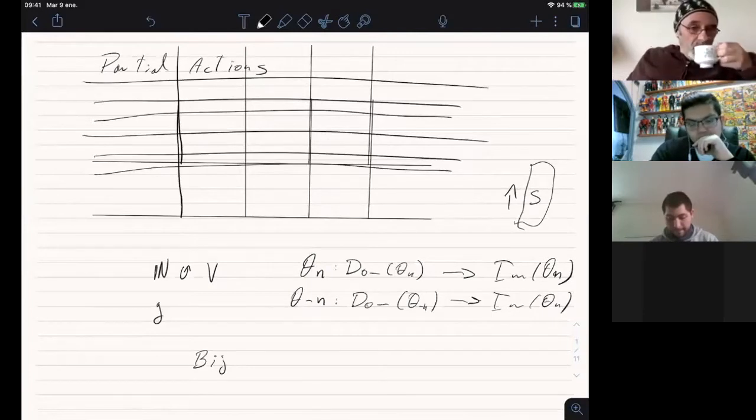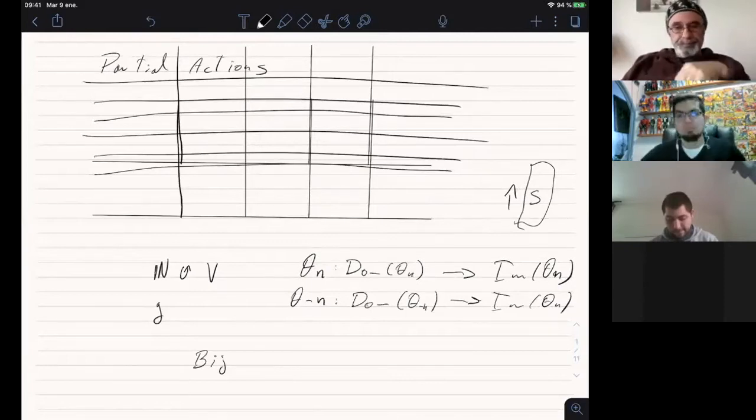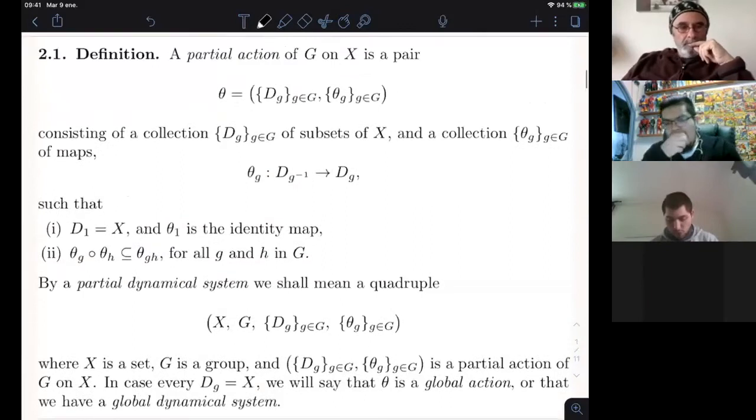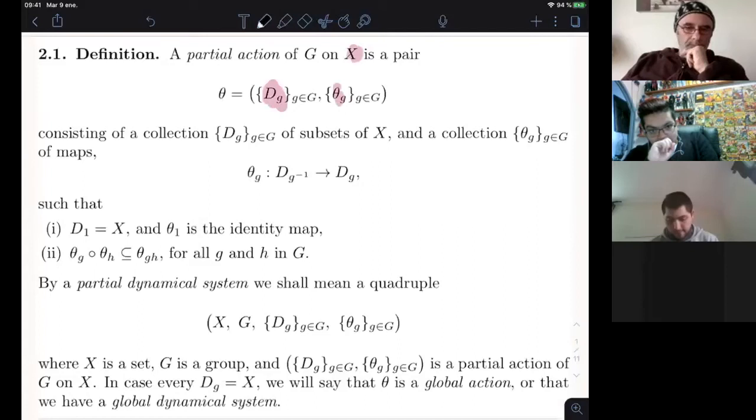Yes, exactly. So if we have the entire group, we have a lot more properties than just a monoid, as we can see later. Well, we have here, as we can see in this part, a collection of subsets of X and a collection of functions, and this is the way they are going to work.